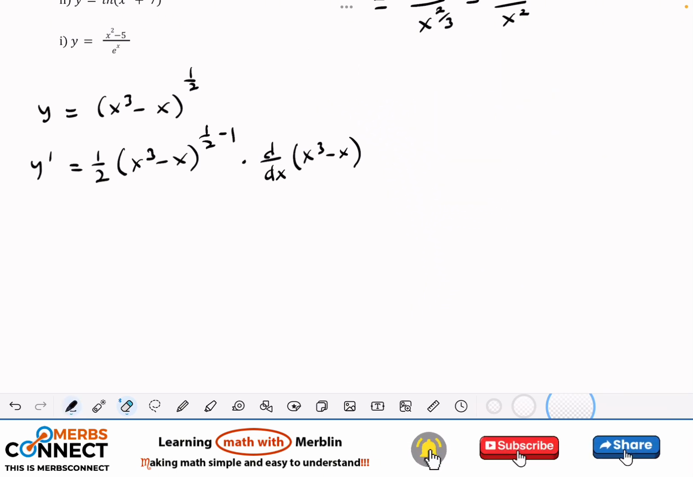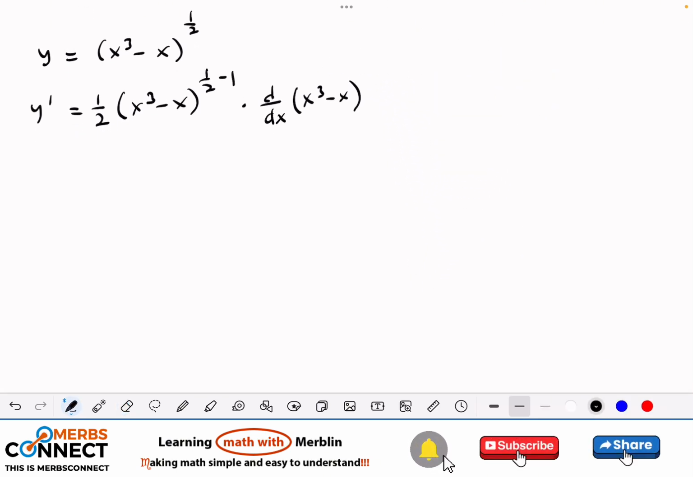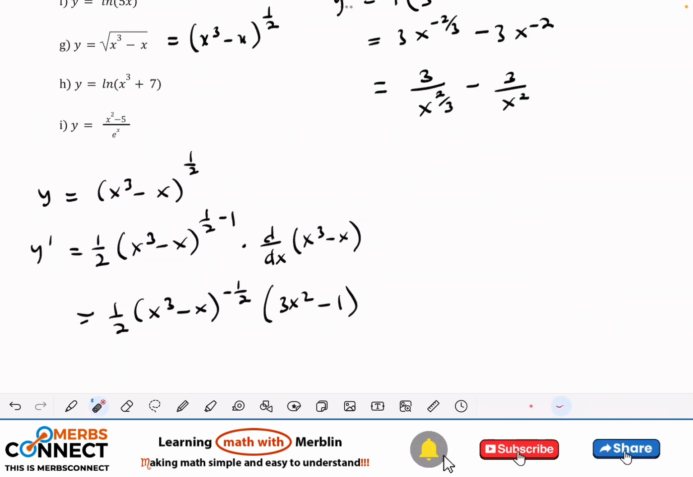Good. So this is what I'm going to get. Now let's do the simplification. I'll have 1 over 2 x to the power 3 minus x, 1 over 2 minus 1 is minus 1 over 2. Then when I differentiate x to the power 3, I'm going to have 3x squared. And when I differentiate x, I'm going to get 1. So this is what I'm going to get at the end of the day. So I'll just leave the final answer here, and then I'm done.